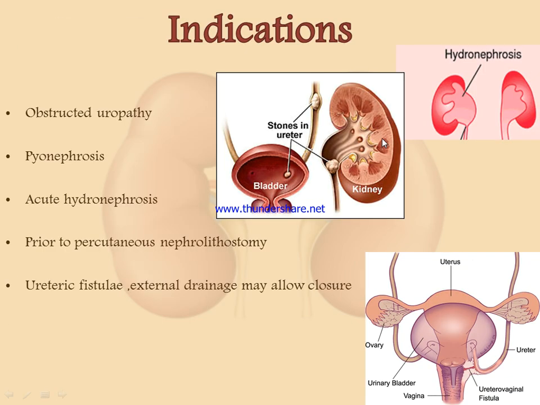Now, what is nephrostomy? Let's look at the indications. In case of obstructive uropathy, we go for a nephrostomy. When a patient has pyonephrosis, we do nephrostomy. In acute hydronephrosis, we also do nephrostomy for the patient. This is the image of a hydronephrosis patient.